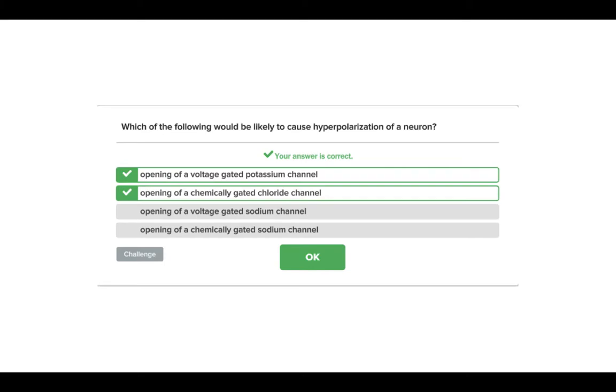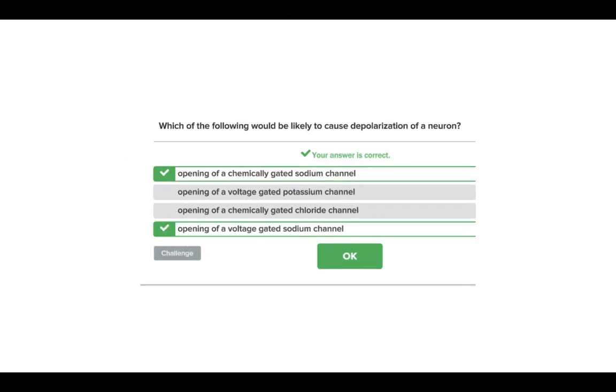So which of the following would be likely to cause hyperpolarization of a neuron? So again, that's making it more negative. Opening of a voltage-gated potassium channel, which again would allow positive ions to leave, or opening of a chemically gated chloride channel, which would allow negative ions to enter. And then which of the following would likely cause a depolarization of a neuron? Opening a chemically gated sodium channel that would allow positive ions to enter, so depolarization, the cell becoming more positive, or opening a voltage gated sodium channel that would also allow positive ions in and make the cell more positive.